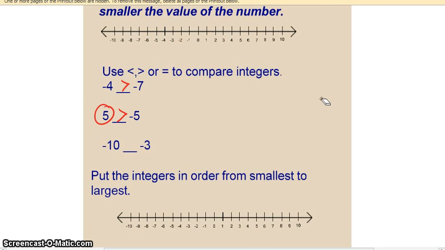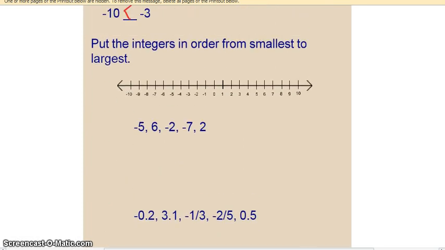And what about negative 10 and negative 3? Which one of those do you think is bigger? Well, negative 3 is here, negative 10 is here, and that's just like the example I gave with owing money. So negative 3 is actually the bigger number, and negative 10 is the smaller, so we use the less than symbol.